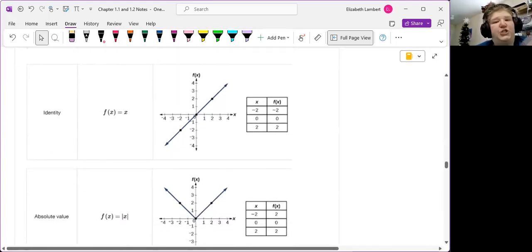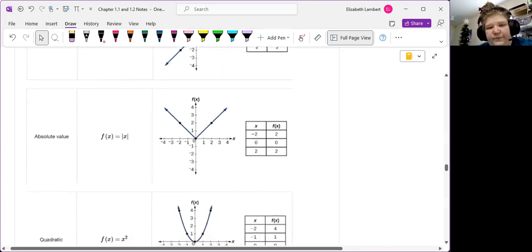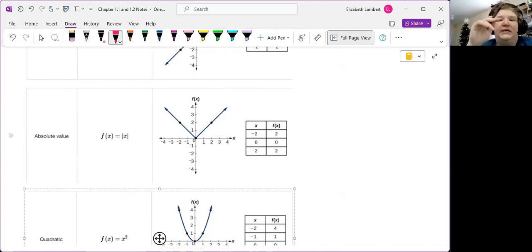The identity function, what we put in is what we get out. So f of x equals x or y equals x. Absolute value, written with those straight bar or the pipe symbols, and that is whatever we put in, we get the value back out, but we always get a positive. So if we put in a positive, we get what we put in, but if we put in a negative number, we're going to get a positive back out.